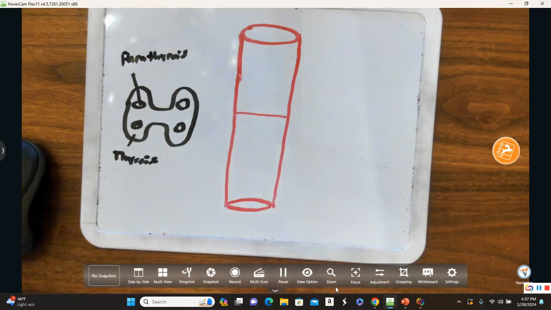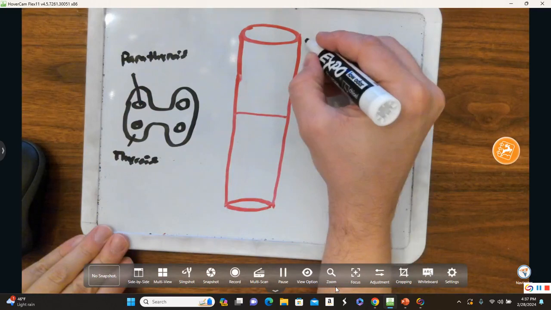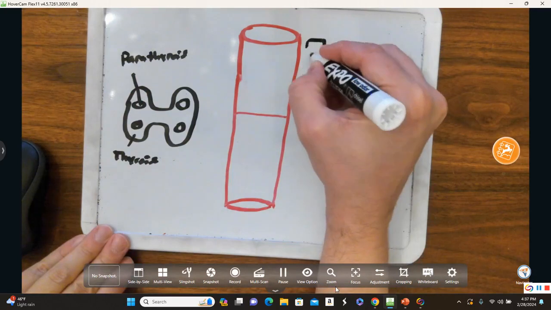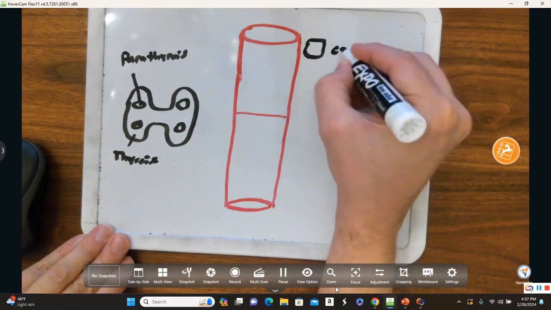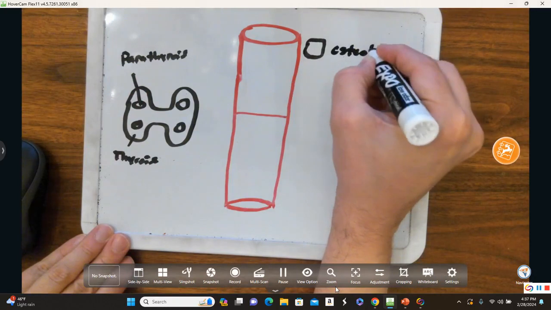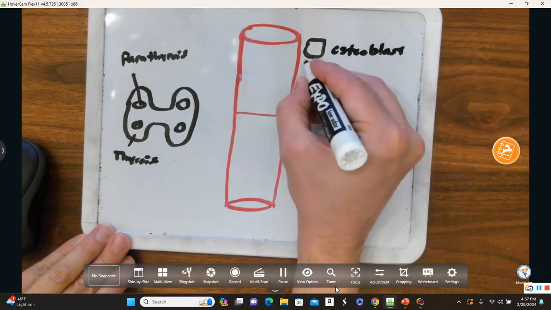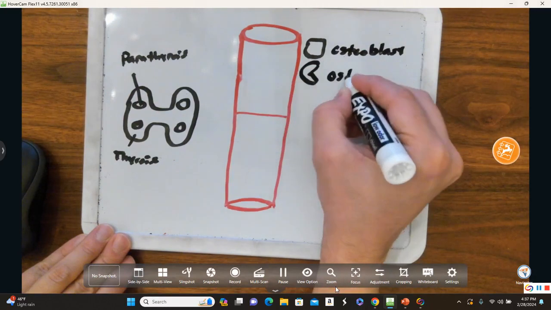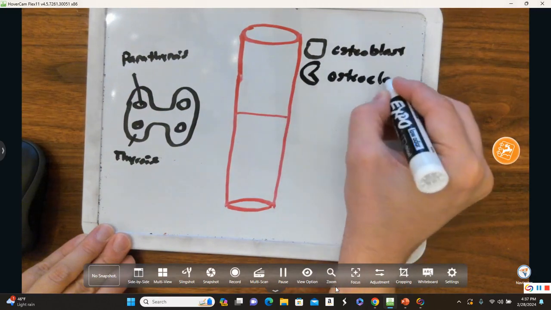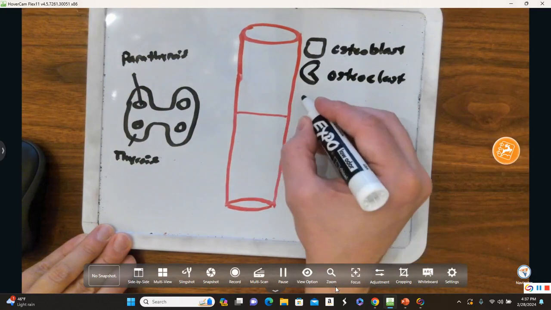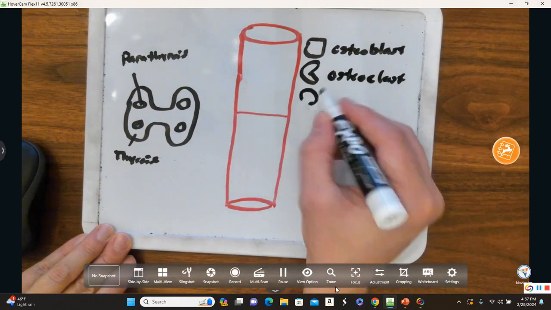Now, over here, we have to draw out some of the cells that we're going to be affecting. We're going to be affecting a cell called an osteoblast, a cell called an osteoclast, and we're going to be affecting the kidney.